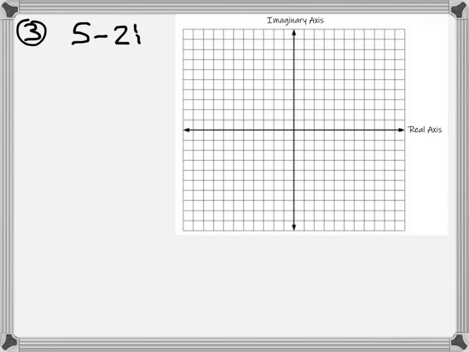So let's look at the next one. Our real portion is the 5. Our imaginary portion is the -2. So I go over 5. 1, 2, 3, 4, 5. I'm going to go down 2, 1, 2. And that gives me my dot here. So I want you to do the next one and see which one of the graphs would be graphed for that complex number.